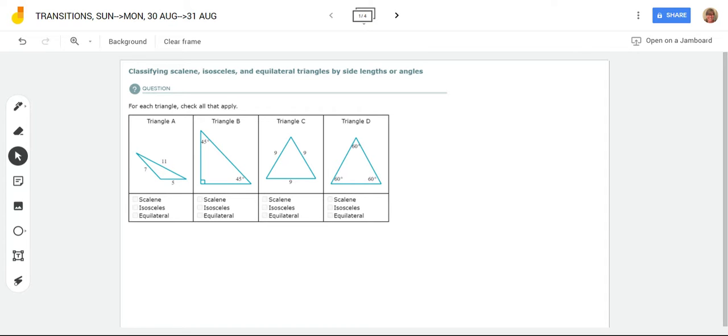So the first topic that we're going to talk about is classifying scalene, isosceles and equilaterals by the length of their sides. The names scalene, isosceles, equilateral don't really make sense, and the only one that's really obvious is the equilateral. Lateral meaning side, equi meaning equal. So an equilateral has equal sides.